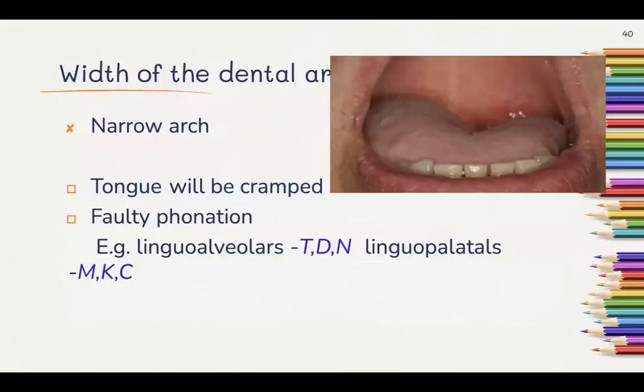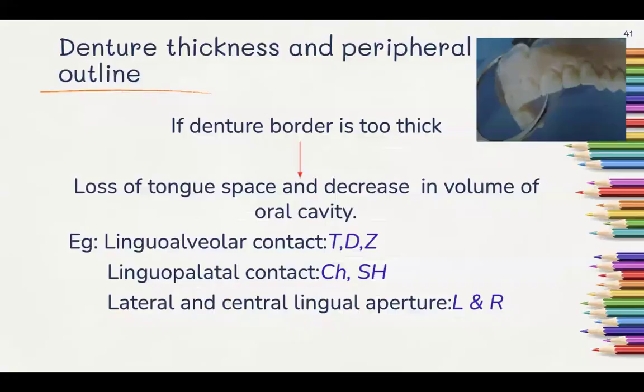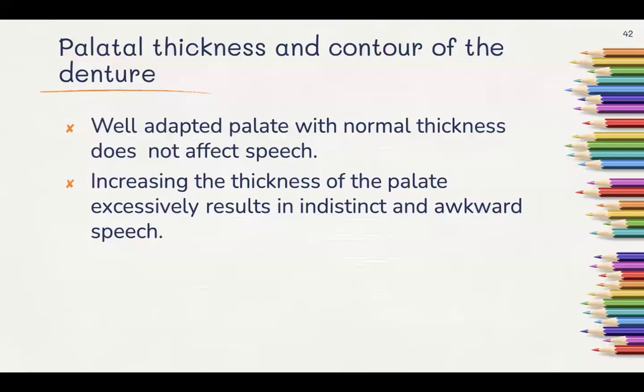The width of the dental arch is also important. A narrow arch means a cramped tongue and less spatial volume inside the oral cavity, affecting the T, D, N and K, C sounds. Of course, if the denture is too thick, the palatal thickness or the border thickness, then again there is loss of tongue space and a decrease in the volume of the oral cavity. Again, the T, D, ch, sh, L and R sounds will be affected. We are coming back to the same thing.